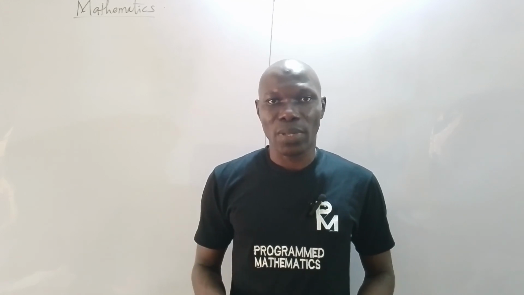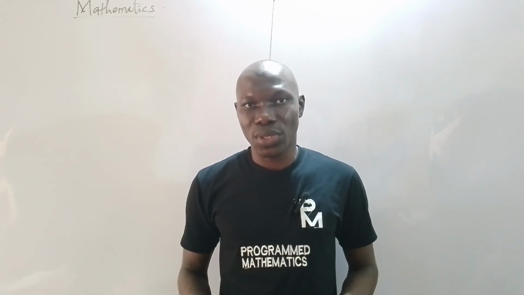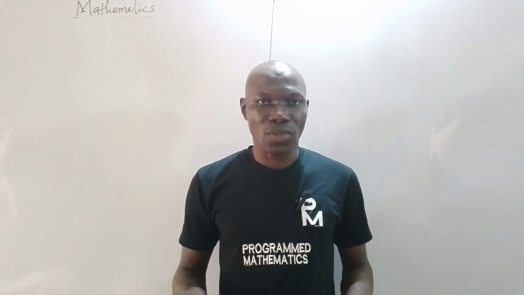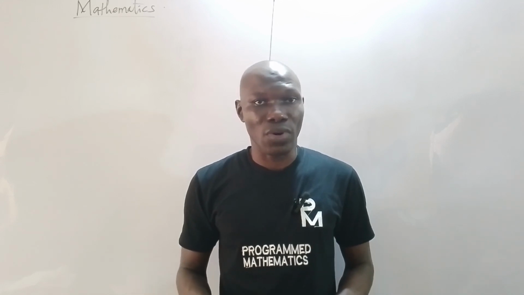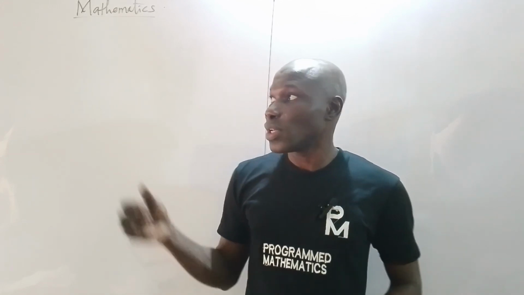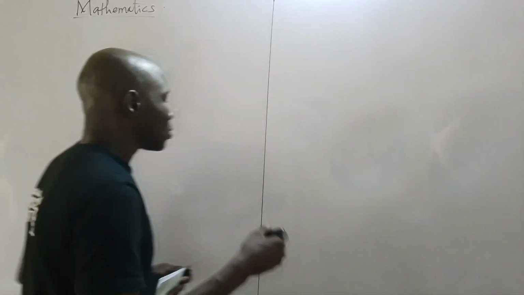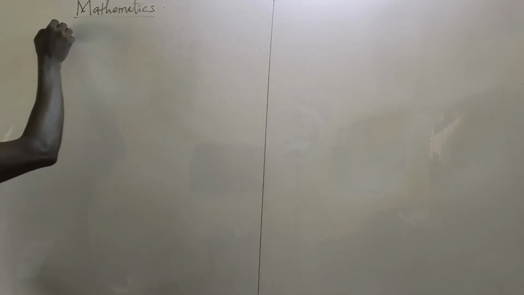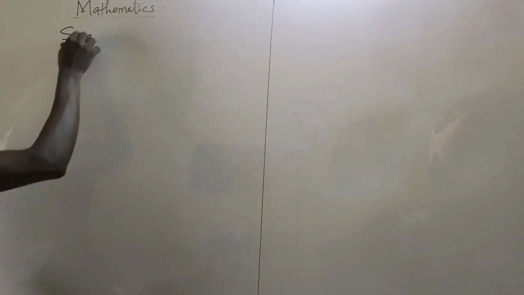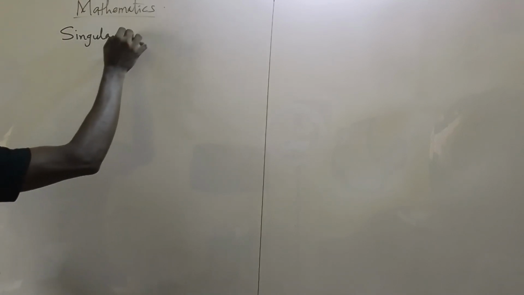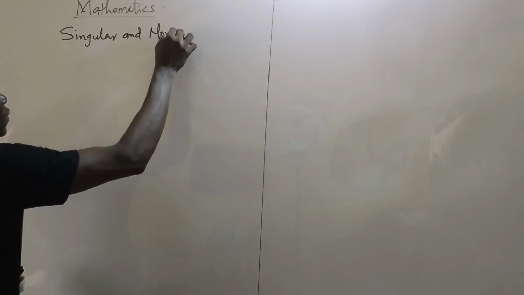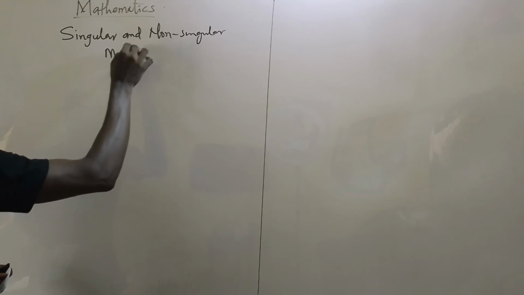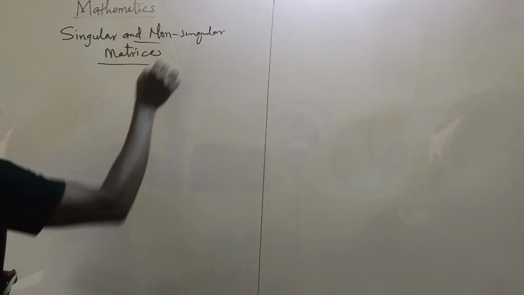In the last video, I explained the determinants of a 3 by 3 matrix and also explained further solving some word problems or equations involving determinants of a matrix. So today I'll be looking at the two types of matrices due to determinants. Okay, and that is talking about singular and non-singular matrices. Okay, singular and non-singular matrices.